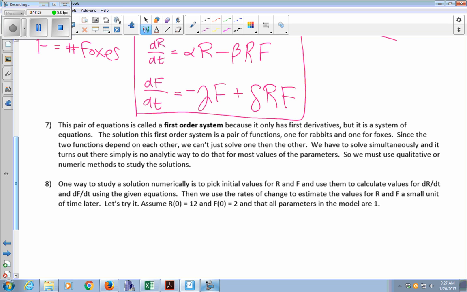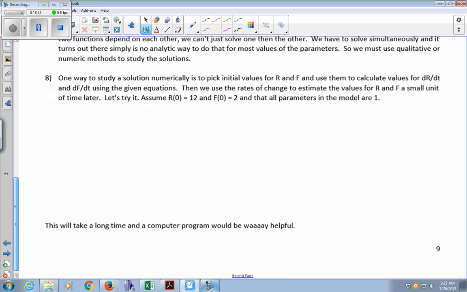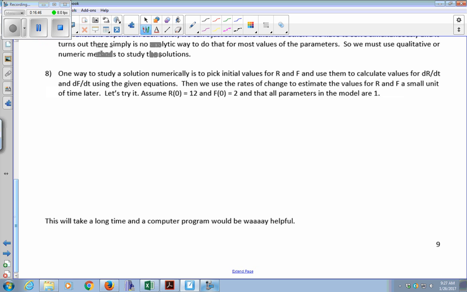It turns out there is no analytic way to do that for most parameters. You just can't solve it. So we have to use either qualitative or numeric techniques to study the solution. We just talked about qualitative with graphs. So we're going to look at a quantitative or numerical way to do this.